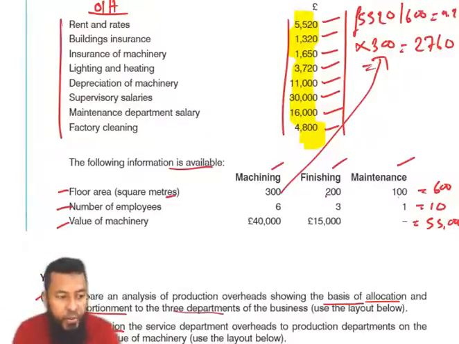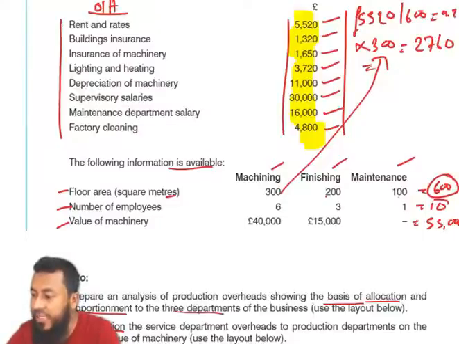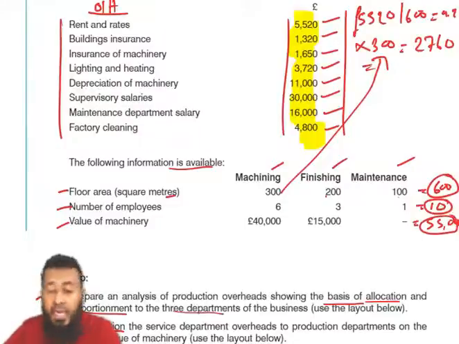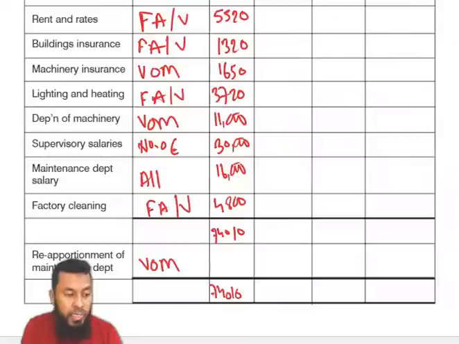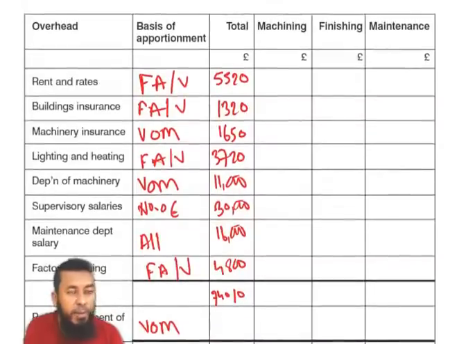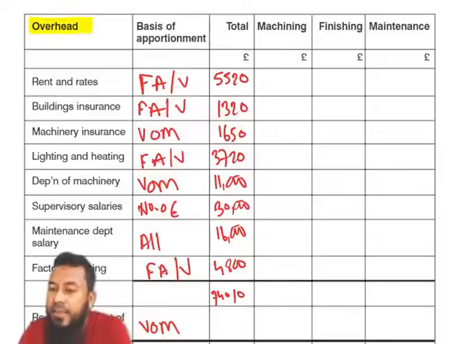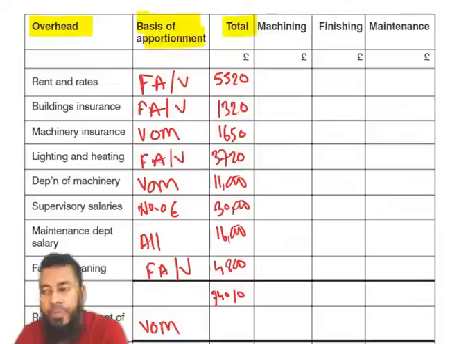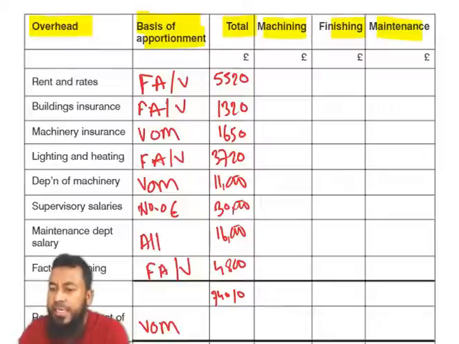Let me show you those workings. All the workings I have done are based on your 600 square meter, 10 people, and 55,000 value of machinery. So let me go to another page. There we go. Overhead will be given. Basis of overhead will be given, but you need to find it out. Total value will be given. Machining, finishing, and maintenance, how much you do. We just a little earlier did the machining 27 something, isn't it? So at first, let's find the basis of apportionment.